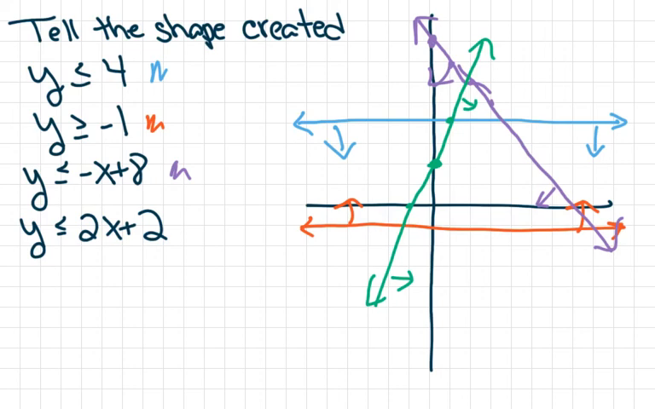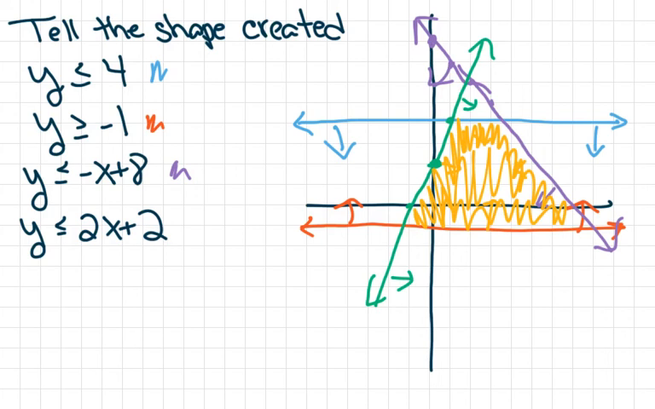So looking at where all of this is going together, we would have underneath the blue, underneath the green, underneath the purple, and above the red. So let's shade in where that would look like. Okay, and it just says, what shape is that? Well, we've got 2 parallel bases, and then we've got our diagonal sides, so this would be a trapezoid.